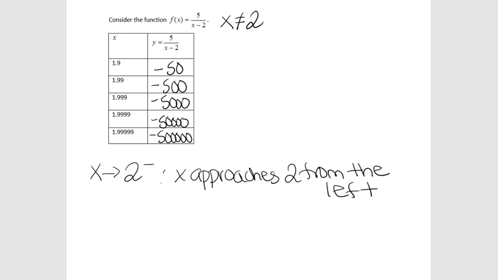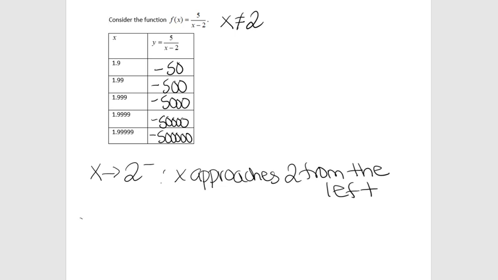Now the y's, let's look at those values. So 50, 500, 5,000, those magnitudes are getting larger and larger. But because there is a negative sign in front of all these numbers, these numbers are actually all getting smaller. Because remember that negative 2 is smaller than negative 1. So negative 500 is smaller than negative 50. Negative 5,000 is smaller than negative 500. So what we say here is that the y's are decreasing without bound. Because as you can see with the pattern, the next one would be negative 5 million.